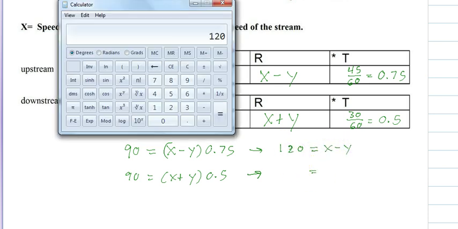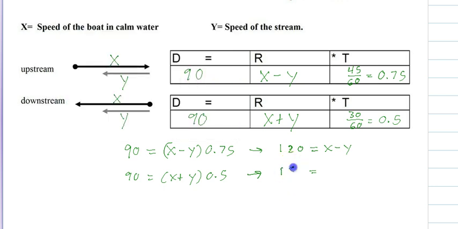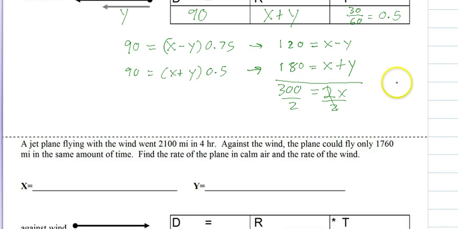And we'll do the same thing here. 90 divided by 0.5. That's 180 equals x plus y. And now if you notice, the y's are opposites. So we can just add them up. And we get 2x equals 300, which would allow us to divide. So we get 150 equals x.